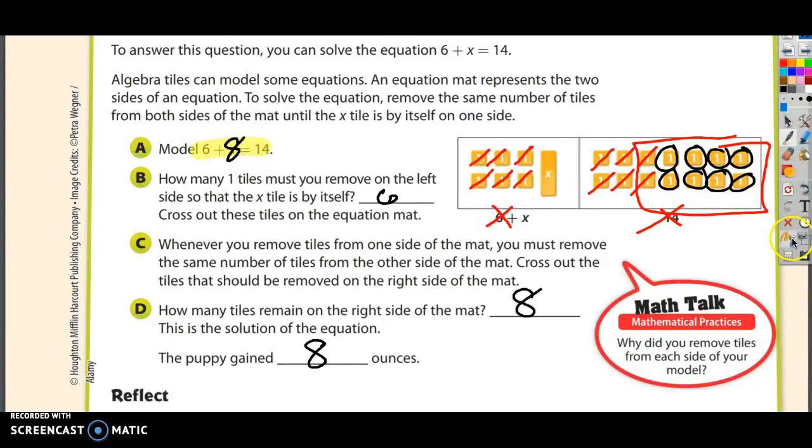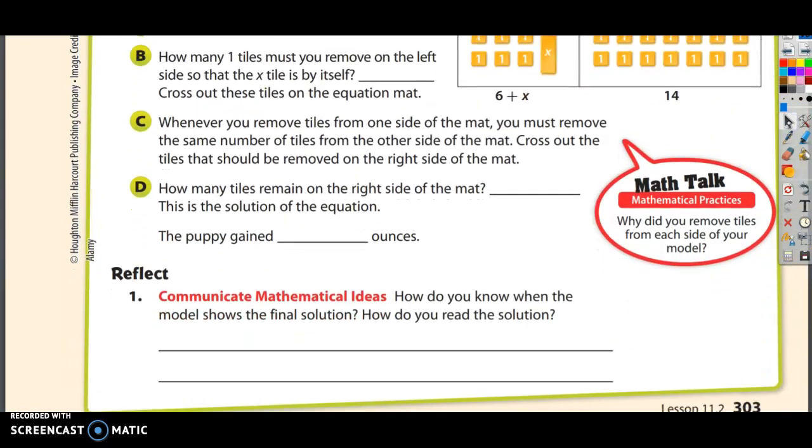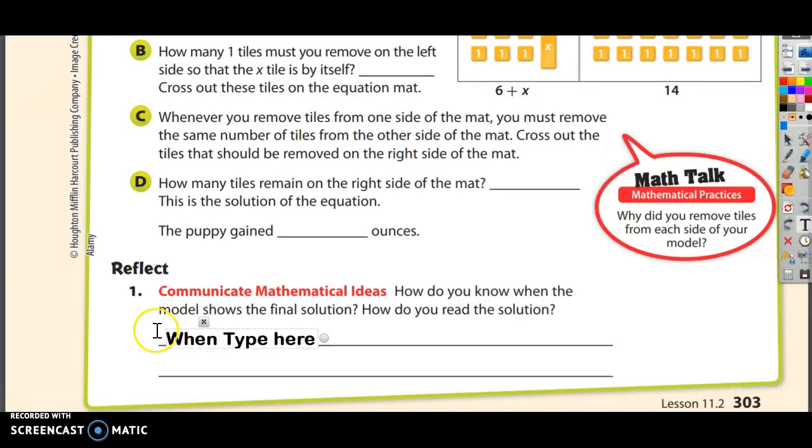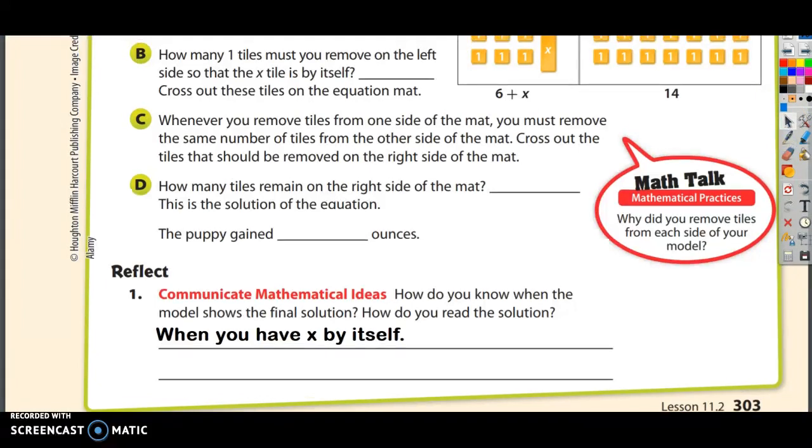Let's go to the reflect at the bottom of the page. Communicate mathematical ideas. How do you know when the model shows the final solution? How do you read the final solution? Well, we know that we're done when you have x by itself. I'm going to answer more to this in a minute, but I'm going to go back to here real quick.